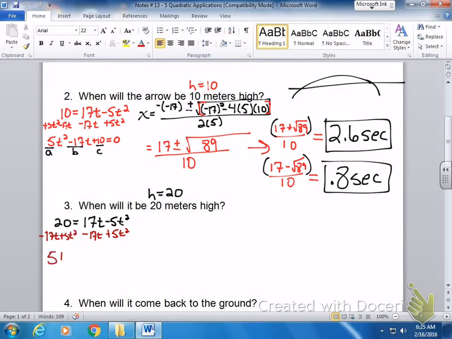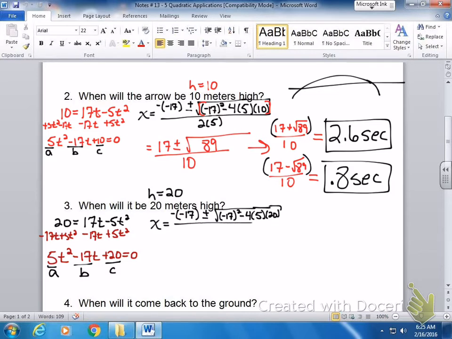So minus 17t plus 5t squared. Now I have 5t squared minus 17t plus 20 equals 0. So the only thing that changed is my C value. I've still got A is 5, B is negative 17, and 20 is C. So let's fill out our equation again. So I have X equals negative times my B value, negative 17, plus or minus the square root of, I'm going to have negative 17 squared, minus 4, times our A value 5, times our C value 20, all divided by 2 times A, which is 2 times 5.